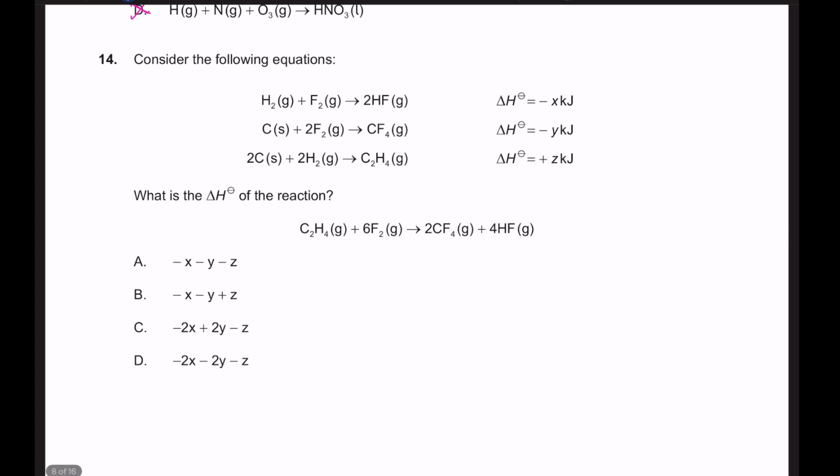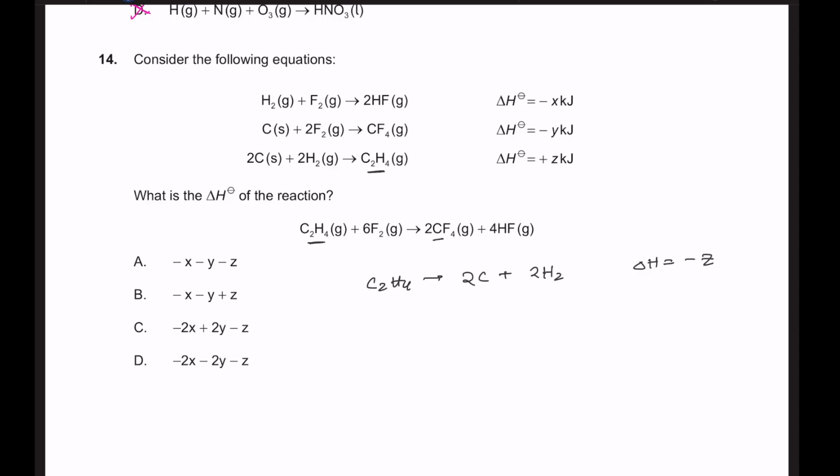Now the next one is a Hess's law problem. We have to find the delta H of this reaction. We'll quickly use equation manipulation. C2H4 is on the left side here, but it's on the right side in the given reaction. So I'll flip the first reaction. C2H4 gives you 2C plus 2H2. Delta H after flipping would be negative Z.